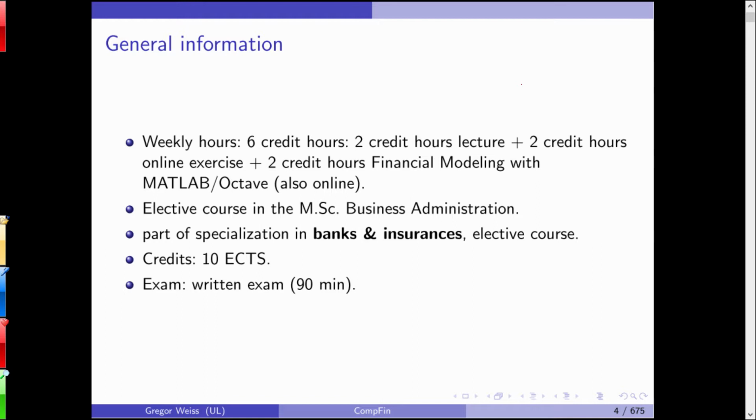You do not need to be skilled in Octave or MATLAB programming, but it helps you because there's usually one question in the exam where you are given a MATLAB program and you are asked to interpret this program. It's quite simple actually, but if you want to apply the stuff you learn in this class on a computer, it makes sense to do it in MATLAB and to do it professionally. Okay, and it's part of the specialization in banks and insurance and investment management.